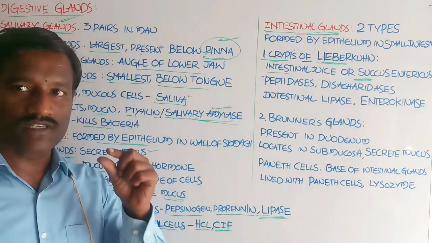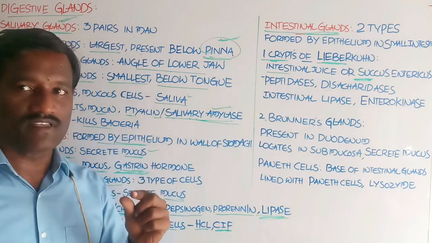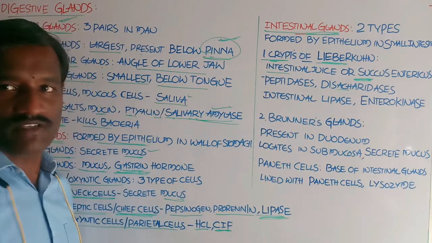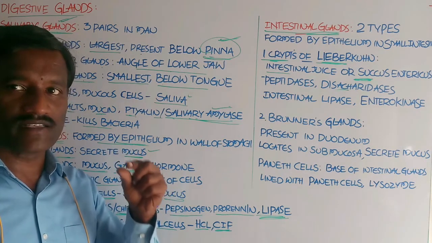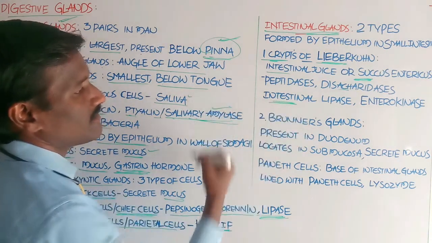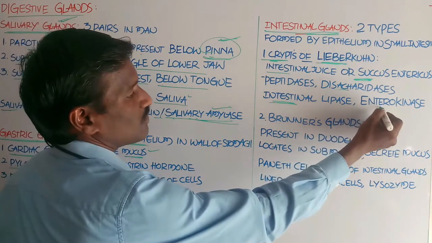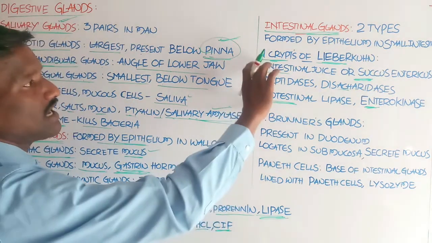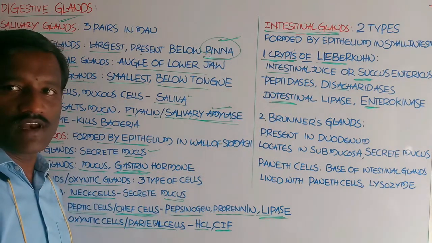Intestinal juice consists of peptidases. These are tripeptidases, dipeptidases, aminopeptidases, and disaccharidases are also present. These are maltase, sucrase, lactase. These are disaccharidases, and intestinal lipase. Okay students, intestinal lipase is also present, and also one activator enzyme, that is enterokinase. These are present in the intestinal juice, which is secreted by the crypts of Lieberkühn.